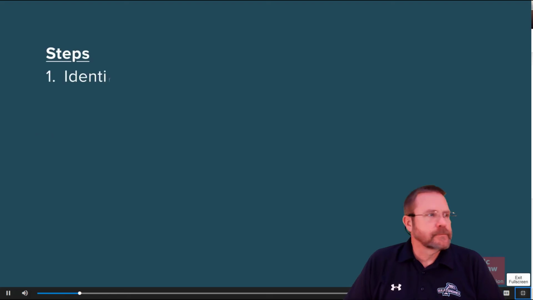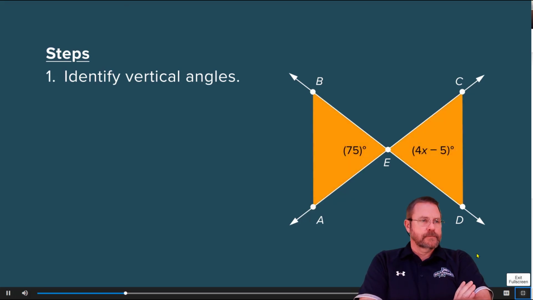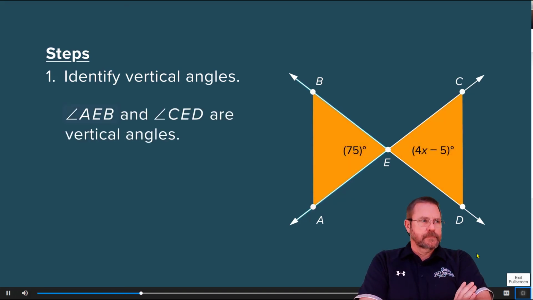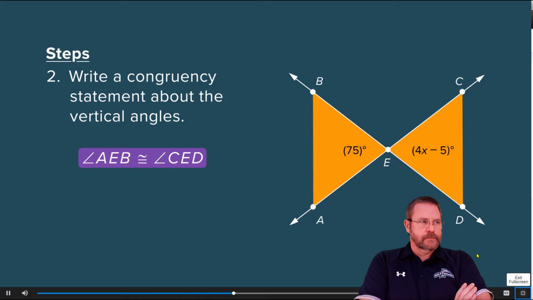You can use vertical angles to find an unknown value. Vertical angles are opposite angles formed by a pair of intersecting lines. Angle AEB and angle CED are vertical angles. Write a congruency statement about the vertical angles. Vertical angles are always congruent. This means they have the same measure.